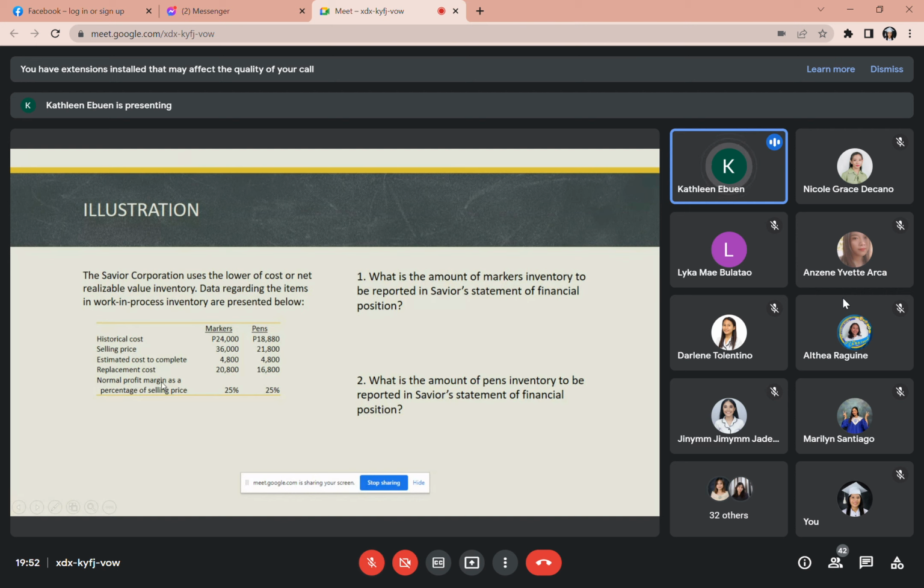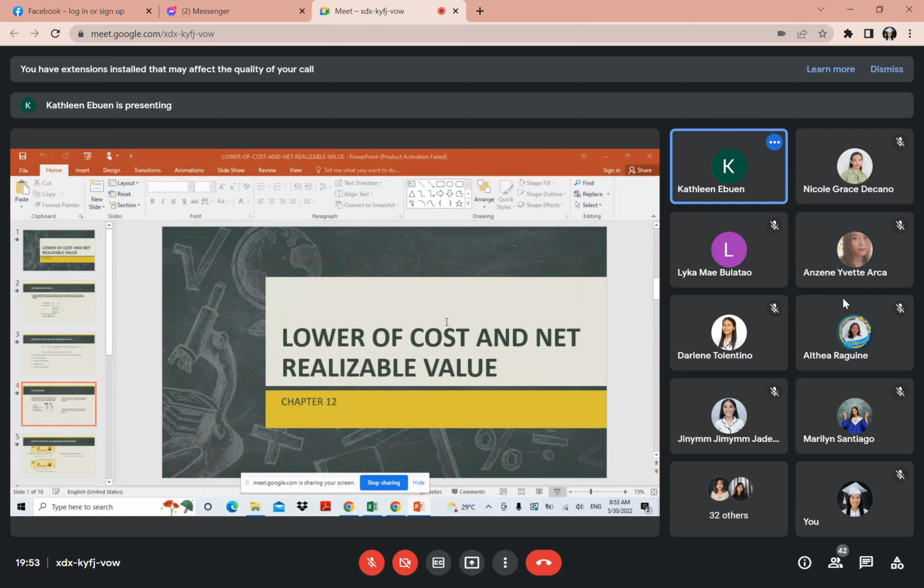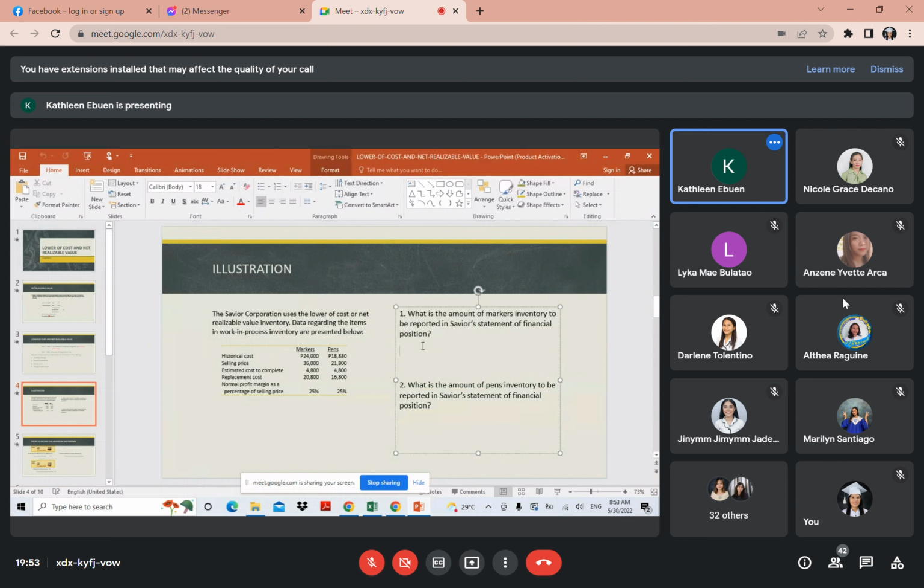So the normal profit margin as a percentage of selling price is 25% for markers and pens naman ay still 25%. So question, what is the amount of markers inventory to be reported in the Savior statement of financial position? Magkano, class?